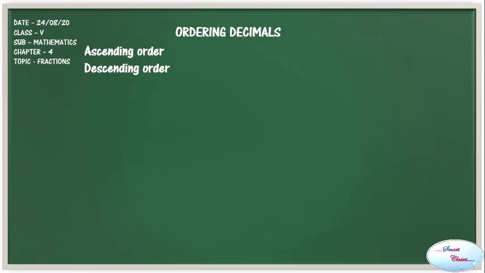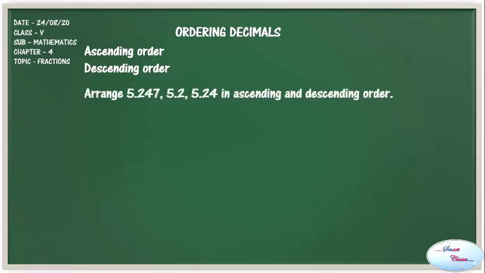Let's see an example. Arrange 5.247, 5.2 and 5.24 in ascending and descending order. Let's change them into like decimals. So 5.247 will be written as it is, 5.2 will be written as 5.200 and 5.24 will be written as 5.240. Now we have converted the decimals into like decimals. Let's try to compare them.